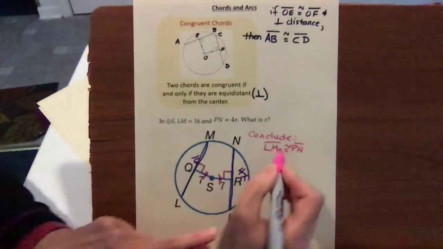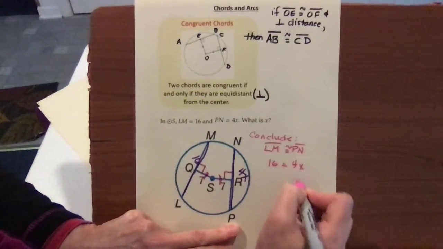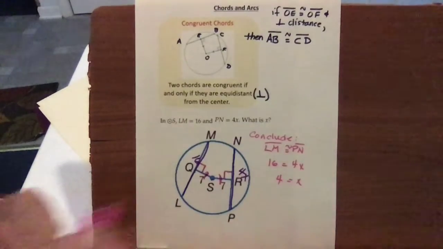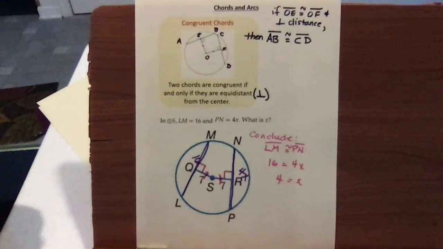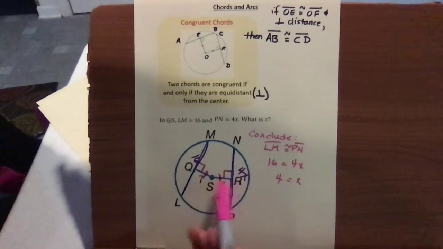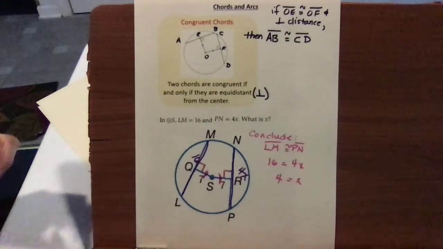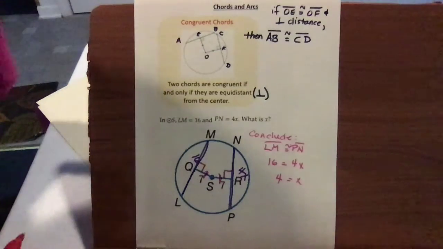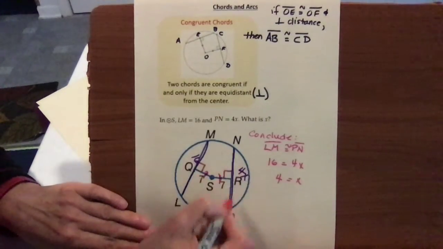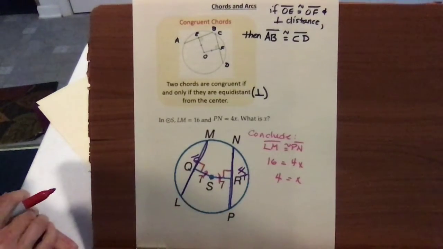Now, we know that 16, as its measure, is equal to 4x. So x is equal to 4 by dividing, and we can find that. So that's the relationship from the perpendicular distance from the center to a chord. If they are equal, the chords are equal. What's really cool, it leads us into our next theorem: if two chords are equal, then their arcs that belong to them are equal.